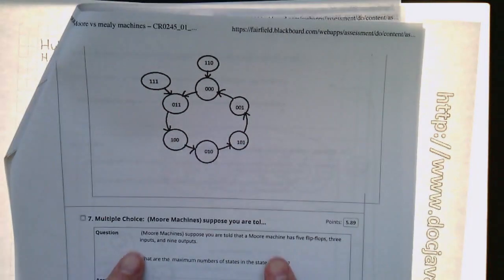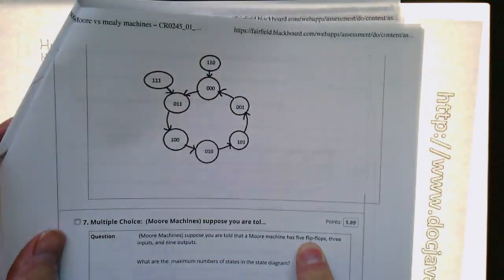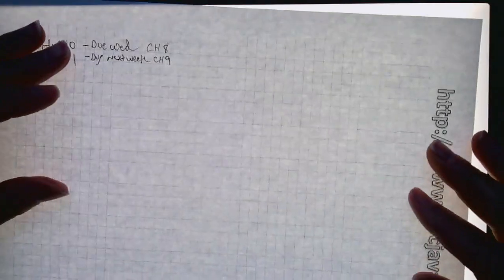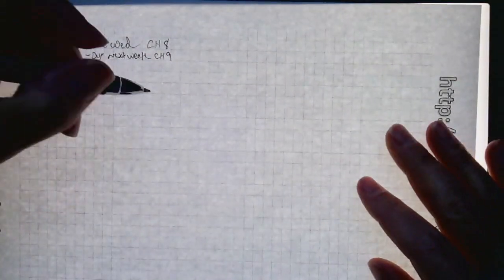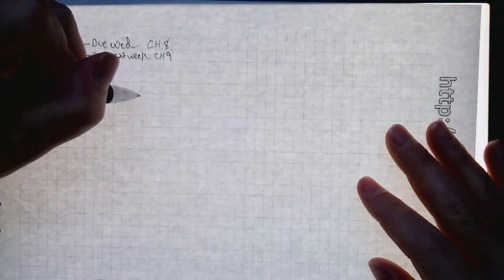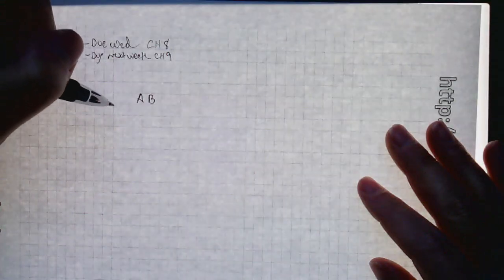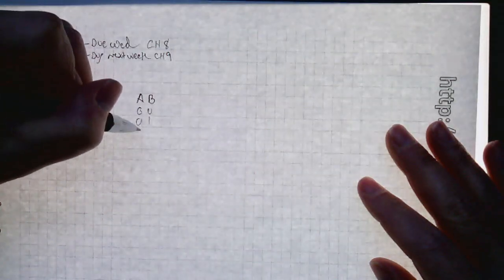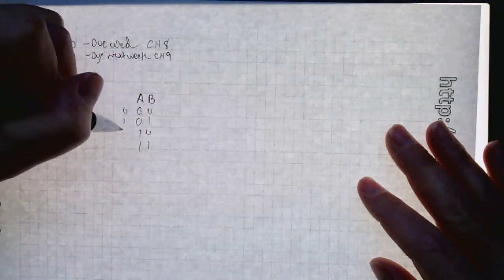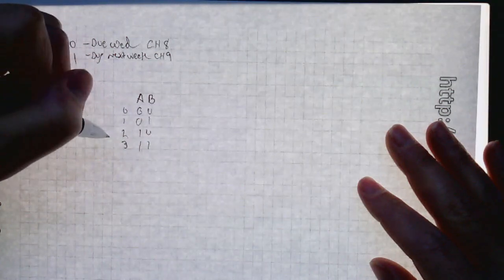What are the maximum number of states in a finite state diagram when you have a Moore machine with 5 flip-flops? How does one approach that problem? Well, let's assume for the moment that a Moore machine has 2 flip-flops, an A and a B. How many states can you have? 0 0, 0 1, 1 0, 1 1, 0, 1, 2, 3. Looks like I can have 4 states.